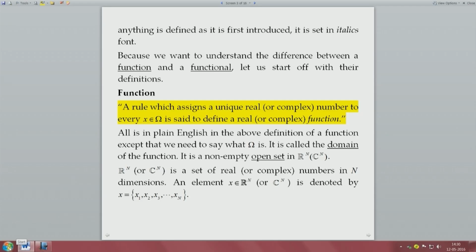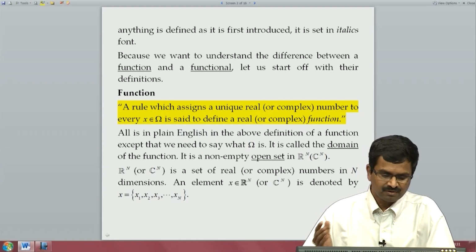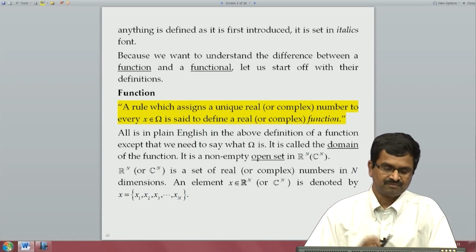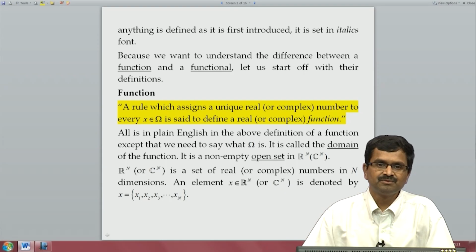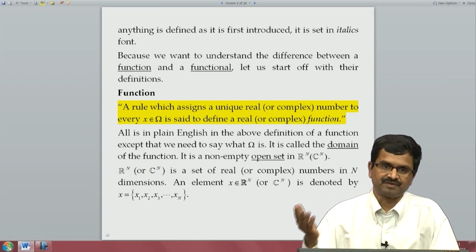A function, which is highlighted here, says a rule which assigns a unique real, or in brackets we have put complex, number. Let us leave out that parenthetical part now. A rule which assigns a unique real number to every x belonging to omega, some domain over which this function is defined, is said to define a real function. So, that means that for every x there is a unique f of x or y of x, whichever symbol you are using to denote the function.